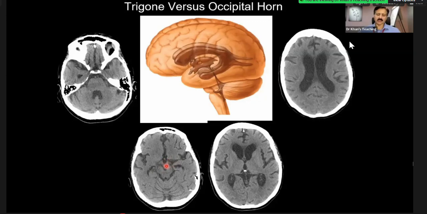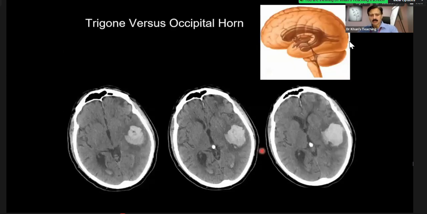This is the suprasellar cistern. So when there is transtentorial herniation, initially the suprasellar cistern is going to be partially effaced. And then when there is blatant, full-blown transtentorial herniation, the suprasellar cistern is going to completely vanish. So these are important anatomy features for trauma.